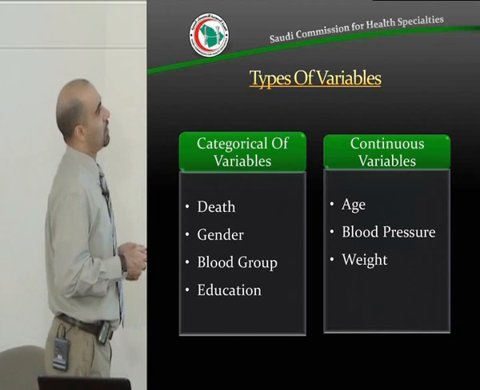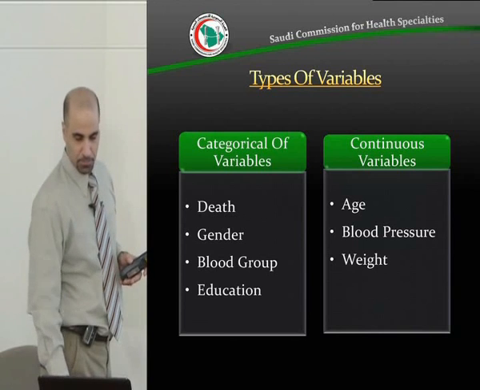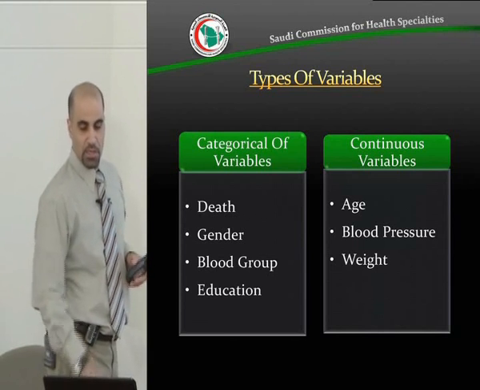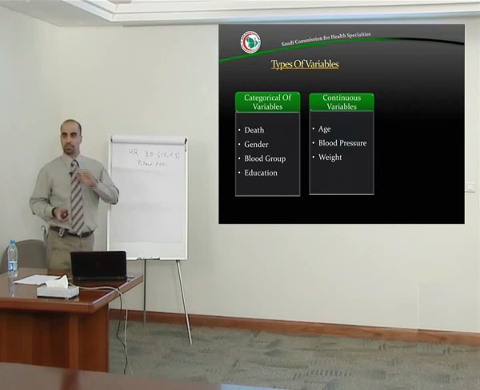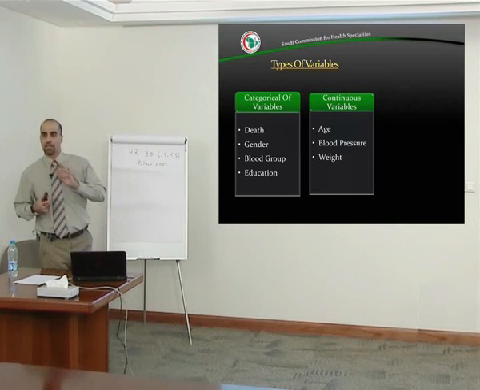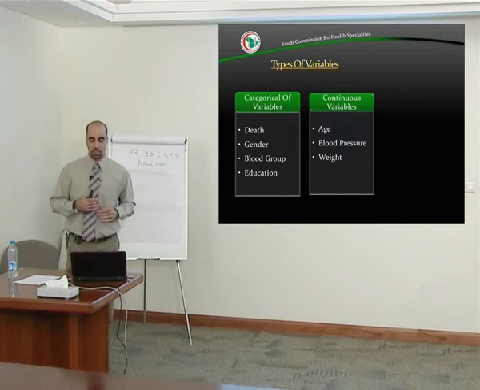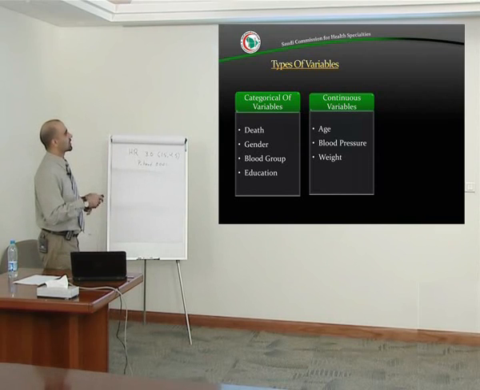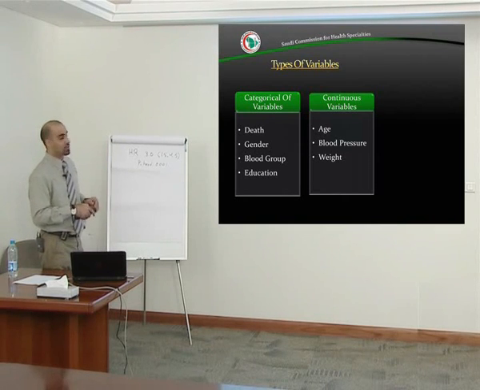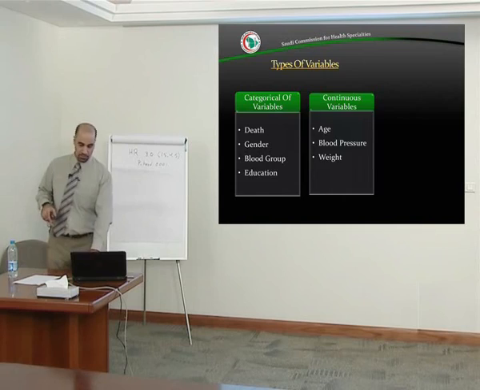So, this is the concept of coding. Now, the reason why I told you about all these different types of variables is to establish the concept that all the analysis that we do depends on the type of variable. So the way we deal with a categorical variable is different than the way we deal with a continuous variable.